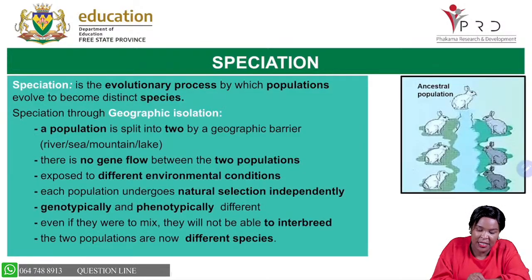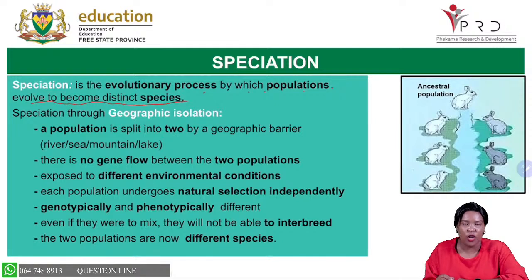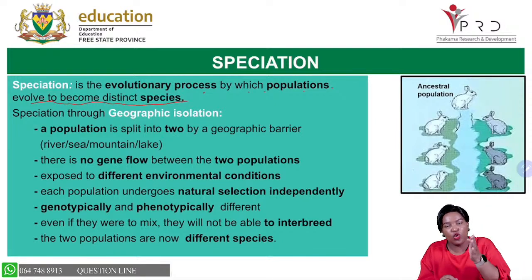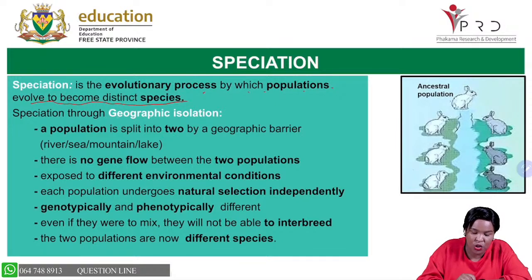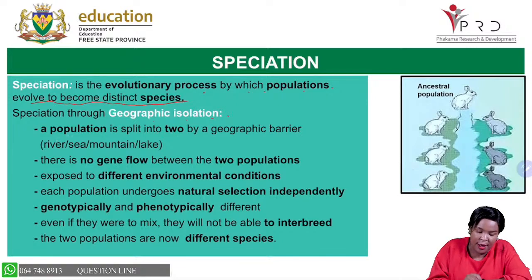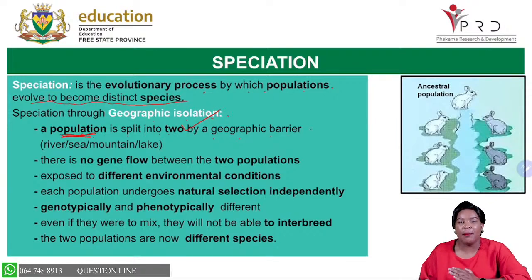Now let's check. Speciation is the evolutionary process by which populations evolve to become distinct species. So how does it happen? You must be able to describe this process step by step. Speciation through geographic isolation happens in this way. First, a population is split into two by a geographic barrier. So, split into two. What is split? Please do not say species. It's a population. Population is split.